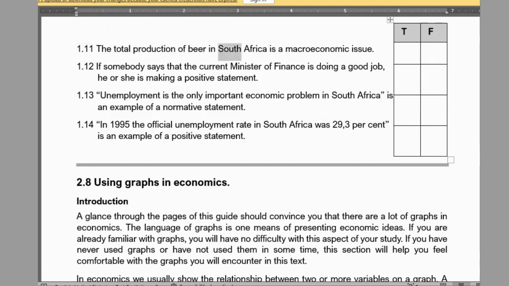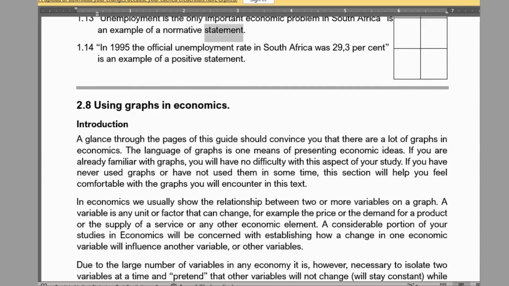1.11 The total production of beer in South Africa is a macroeconomic issue. 1.12 If somebody says that the current Minister of Finance is doing a good job, he or she is making a positive statement. 1.13 Unemployment is the only important economic problem in South Africa is an example of a normative statement. 1.14 In 1995 the official unemployment rate in South Africa was 29.3% is an example of a positive statement.